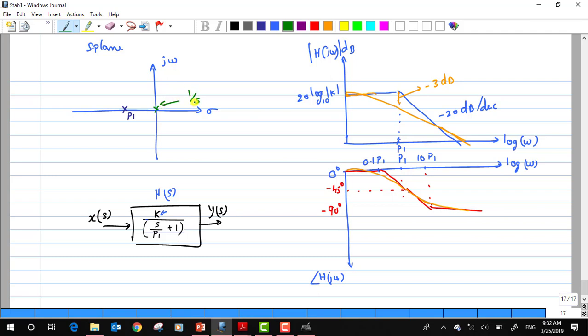This was for a step input, 1 by s. We fixed our pole for a step input at the origin, but as of now, when I talk about the frequency response, I'm not working with a step input, but rather a sinusoidal input which varies with the frequencies. Now let us assume that I have a particular frequency, and let me mark this as j omega 1. At this particular frequency, if I want to evaluate the magnitude, how would I do that?